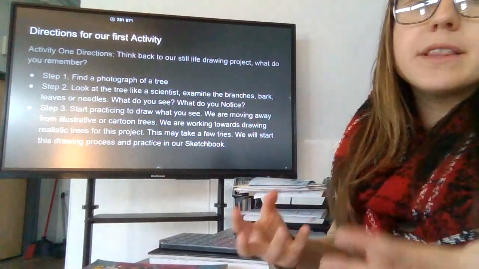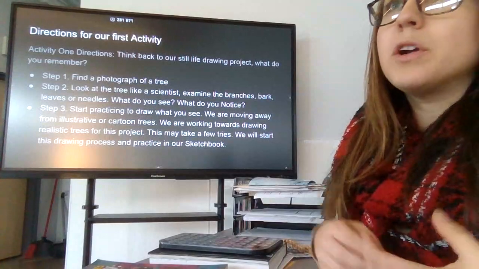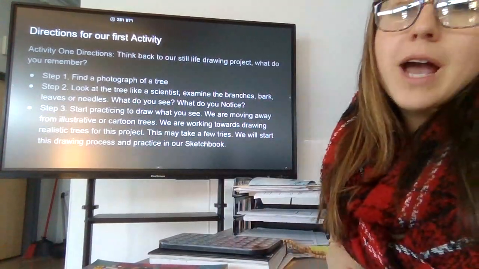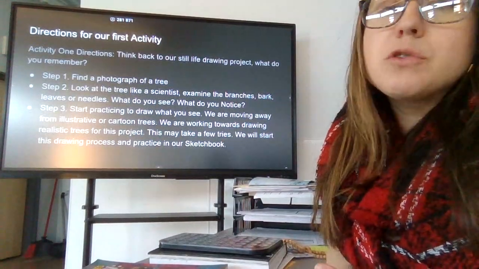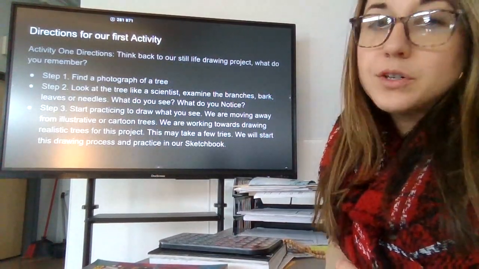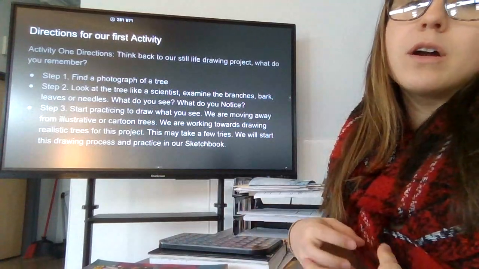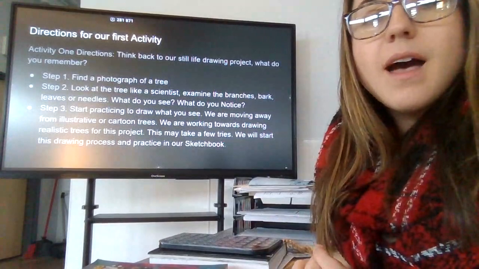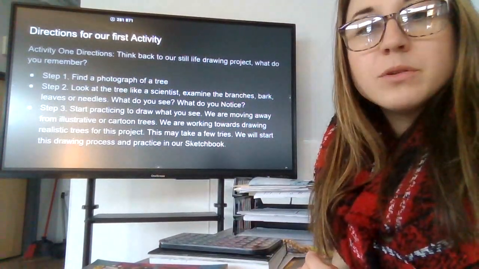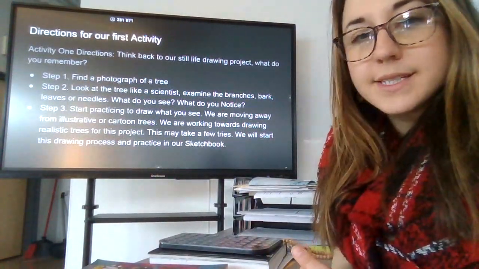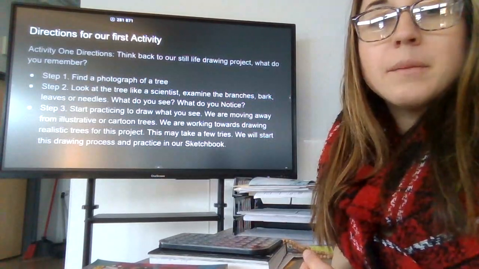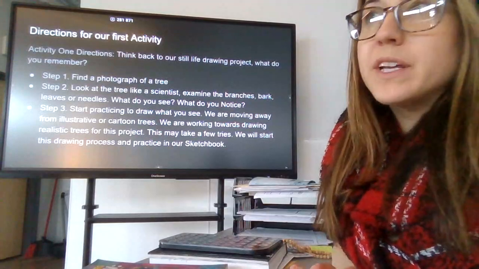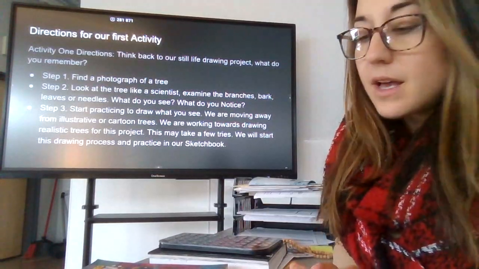Once we find our photograph of a tree, we're going to maybe look at the leaves, the needles, what are we seeing, what are we noticing. Once we've gathered some of that information, we're going to start practicing drawing what we see. So we're moving away from that illustrative cartoon tree and we're working towards more of our realistic drawing from life idea of the tree. This might take a few tries. We're starting in our sketchbook, just practicing this skill, so it's fine to have a few tries. We're just working towards more and more of a realistic drawing.